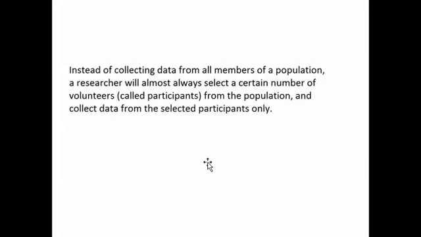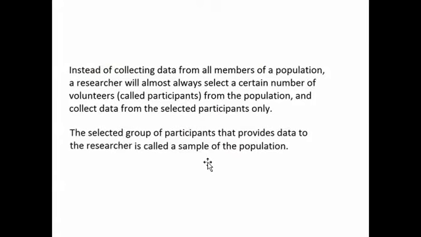So instead of collecting data from all members of a population, the researcher almost always selects a certain number of volunteers and then collects data from those people only. The selected group of people or participants that participate in the study and provide data to the researcher are called a sample of the population.